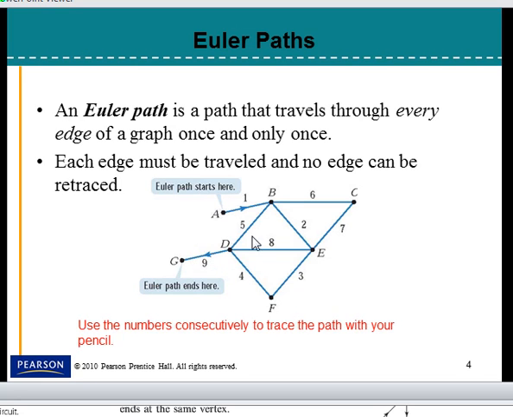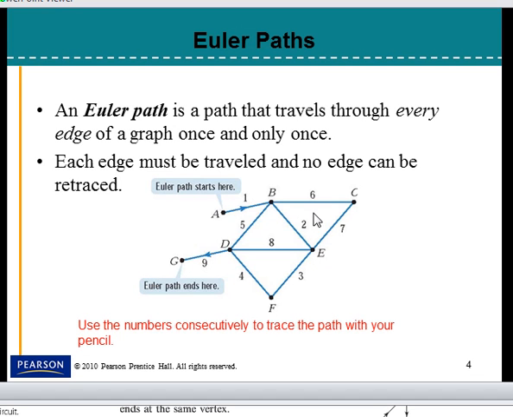If you look back, you'll see that we have gone through each one of the edges, and we have not retraced any of the edges. And notice that when you have a path, you don't have to end up where you started. I started at point A, but I ended up at point G. So that would be the Euler path.